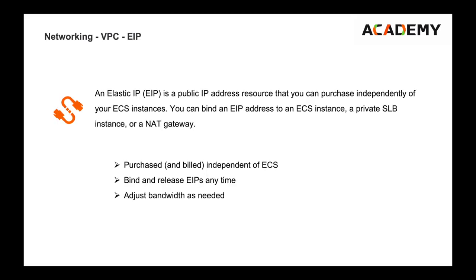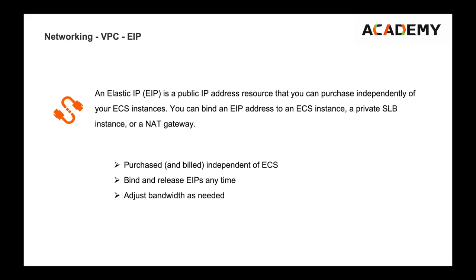So an elastic IP, again, is just a public IP address resource that is independent from ECS and can be moved around. In fact, it's not limited to ECS. You can also take an EIP and bind it to a NAT gateway or to a server load balancer. This is great because it means that even if your application starts small with a single ECS instance, later, if you want to scale up and start using a load balancer, you can do that without needing to get a new public IP. You can just take your existing EIP, remove it from your old ECS instance, and then put it on your server load balancer.